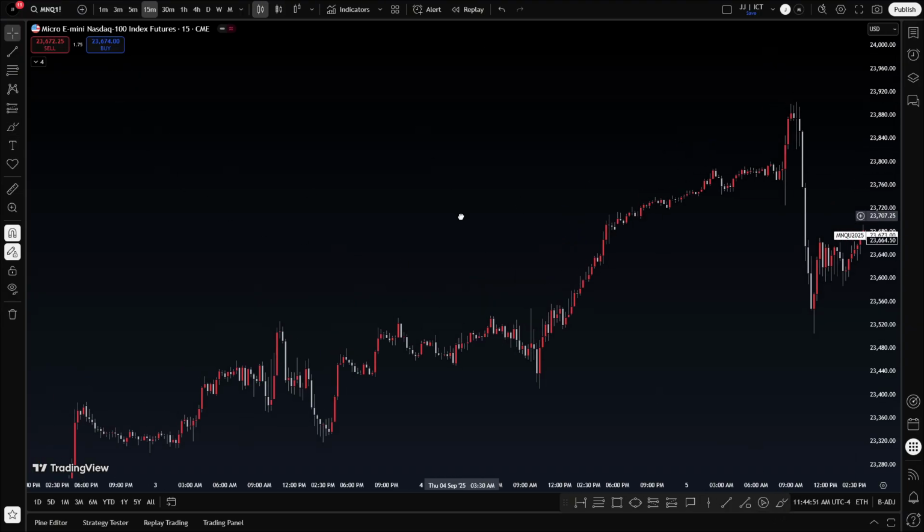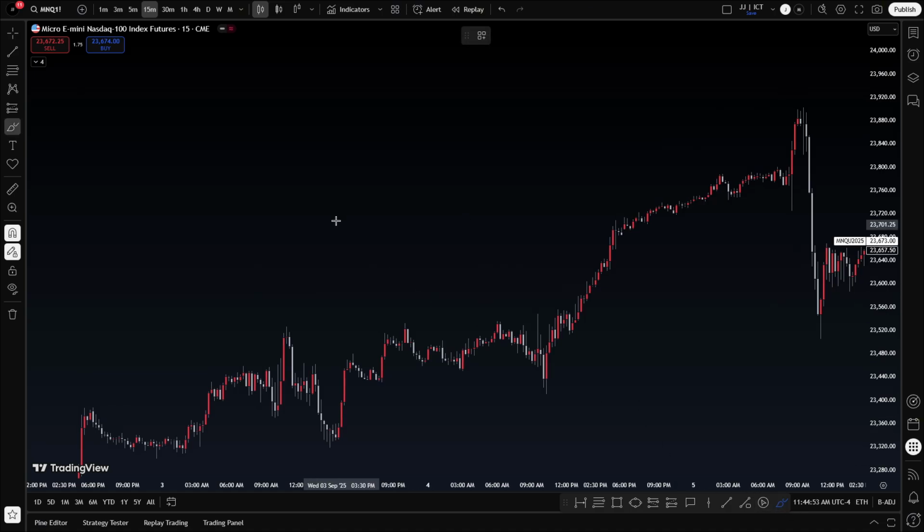It's a reversal PD array in a sense. Well, no, not in a sense, but literally. It's literally a reversal PD array. So, for example, price is going down, right? It's dropping, it's going down, right?